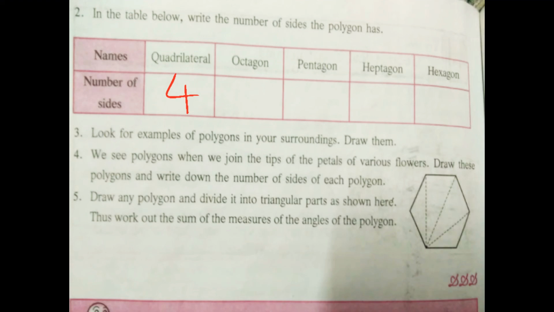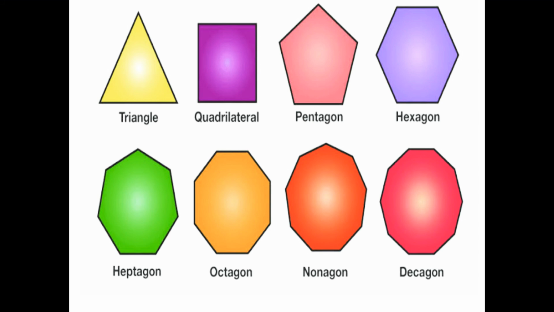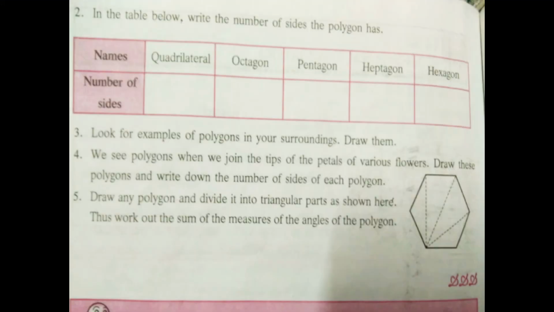Next one, octagon. Number of sides. Where is octagon? Here. Count the number of sides. 1, 2, 3, 4, 5, 6, 7, 8. So octagon is having 8 sides.